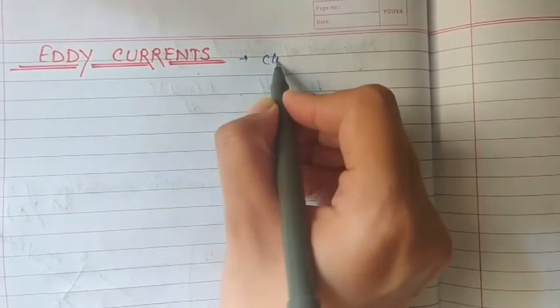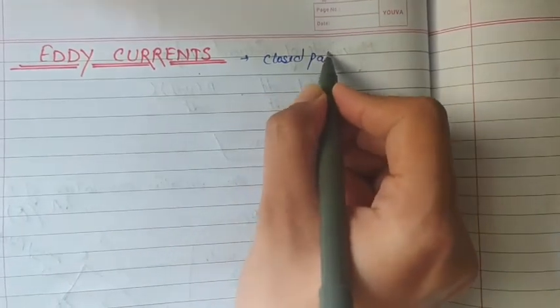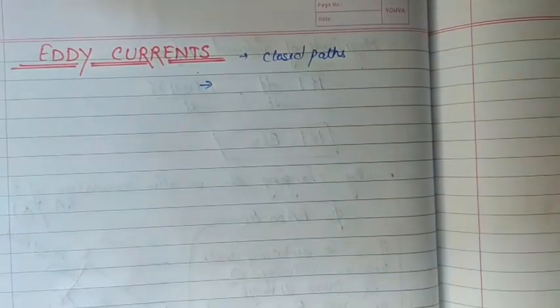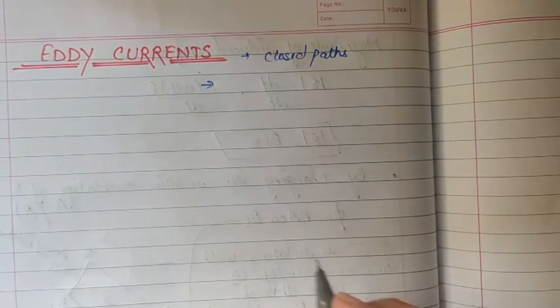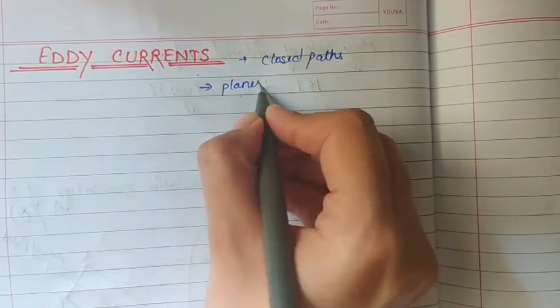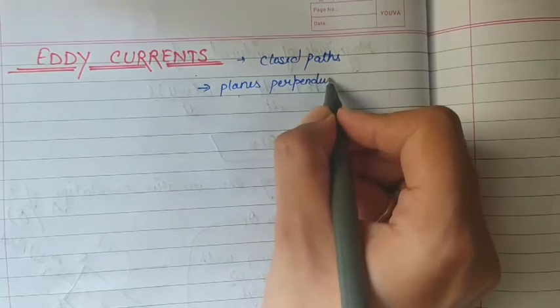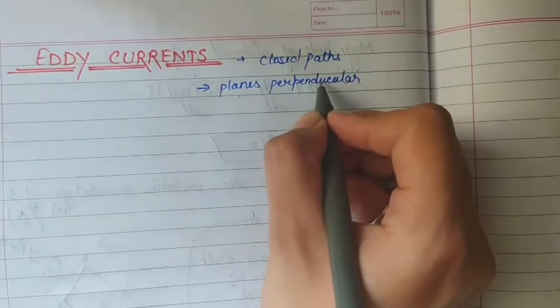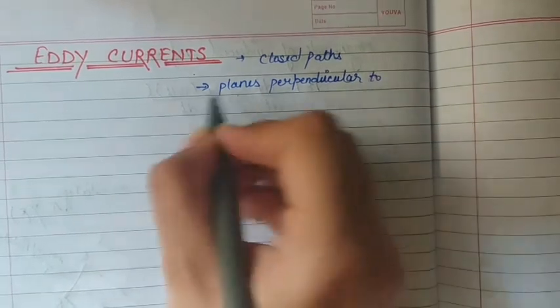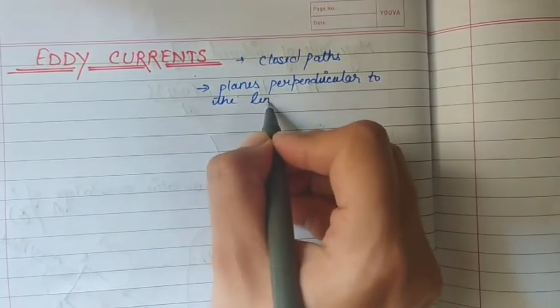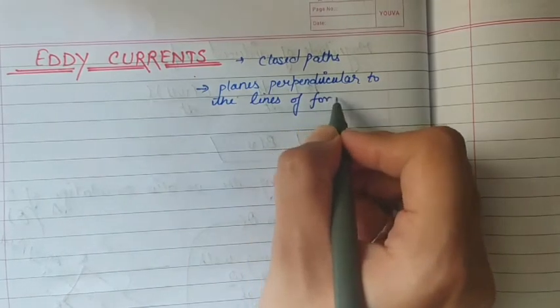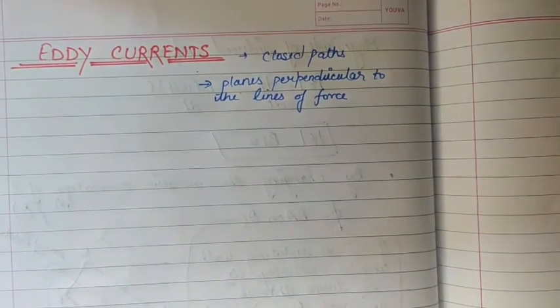So we have to remember that these currents induced in metallic sheets and blocks are, first, closed paths, and second, in planes perpendicular to the lines of force. So these currents are induced in planes perpendicular to the lines of force throughout the body of that metal.